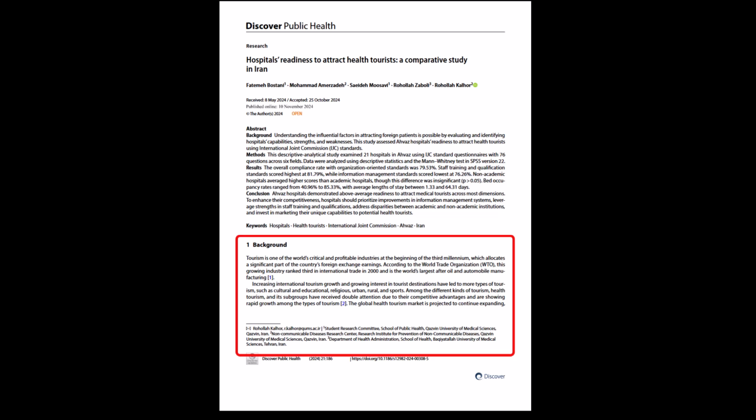Often this is also the place in this paper where they're going to lay out the importance of doing this research. Why was it worthwhile for the authors to study this topic?